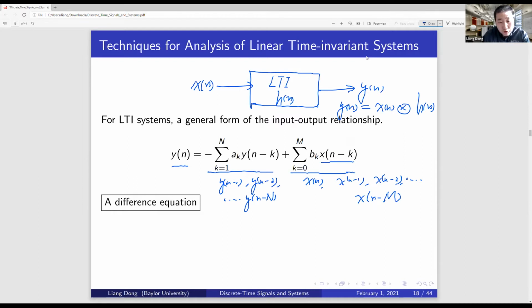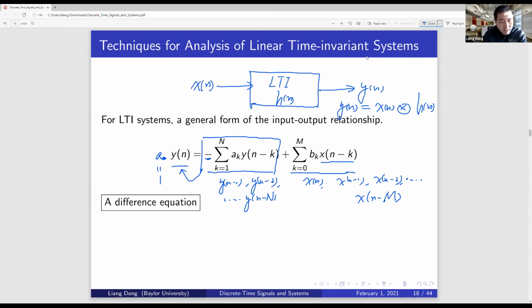Now, conventionally, we put a negative sign here. It's because if you move the first term to the left of the equation, you have all the y's adding together equal to all the x's adding together. And for y, we can think of a0, the weight or parameter on the current y[n], as always equal to 1. So we have all the parameters of y on the left and everything of x on the right. This is a difference equation, and it is a linear equation.